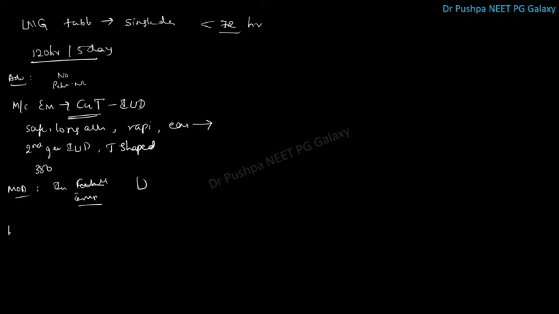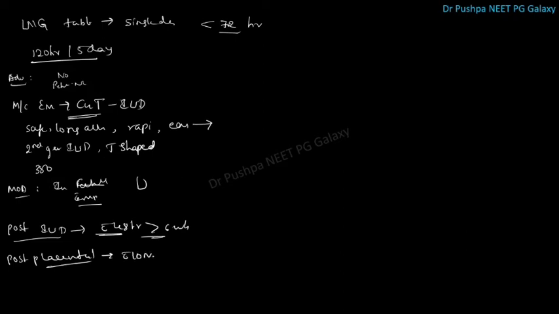There is something called postpartum IUD insertion, that is within 48 hours of delivery we will insert this IUD. If not possible before 48 hours, we can do it after 6 weeks. This is postpartum IUD. What is post-placental IUD? Post-placental IUD insertion is within 10 minutes of delivery of placenta.